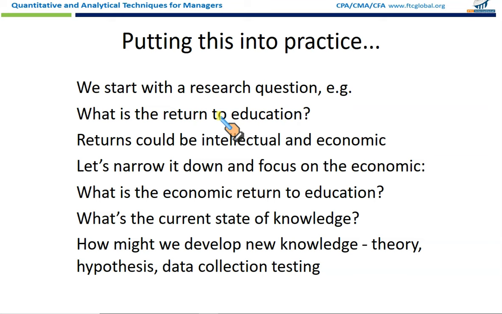the question is refined to focus specifically on the economic aspect, let's say. What is the economic return to education? This makes the question more manageable and directs the inquiry towards measurable outcomes like return of education in the form of income, higher income, of course, higher employment rates, and eventually economic growth in the country.